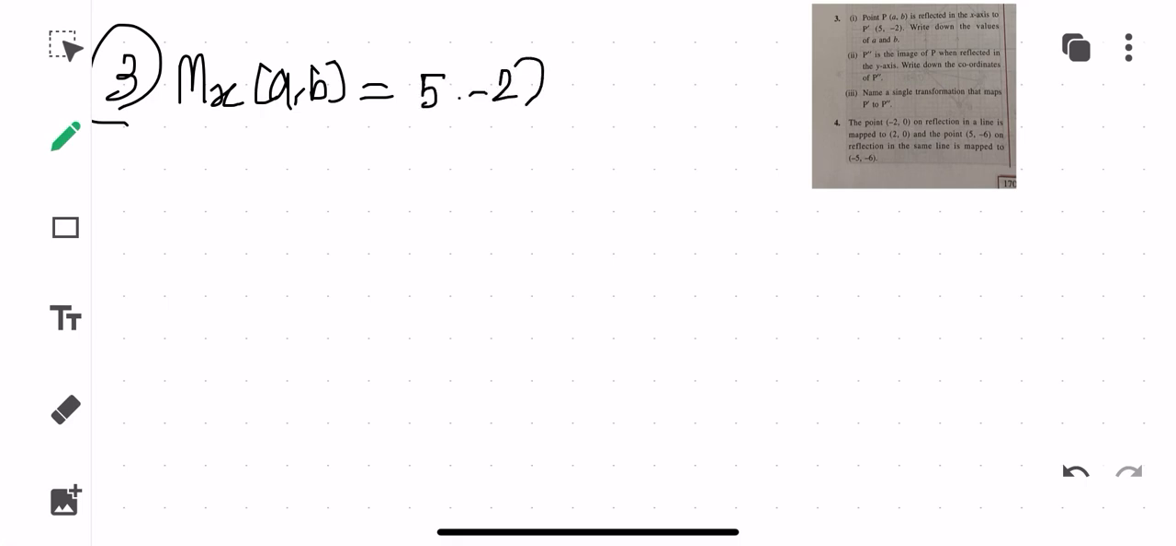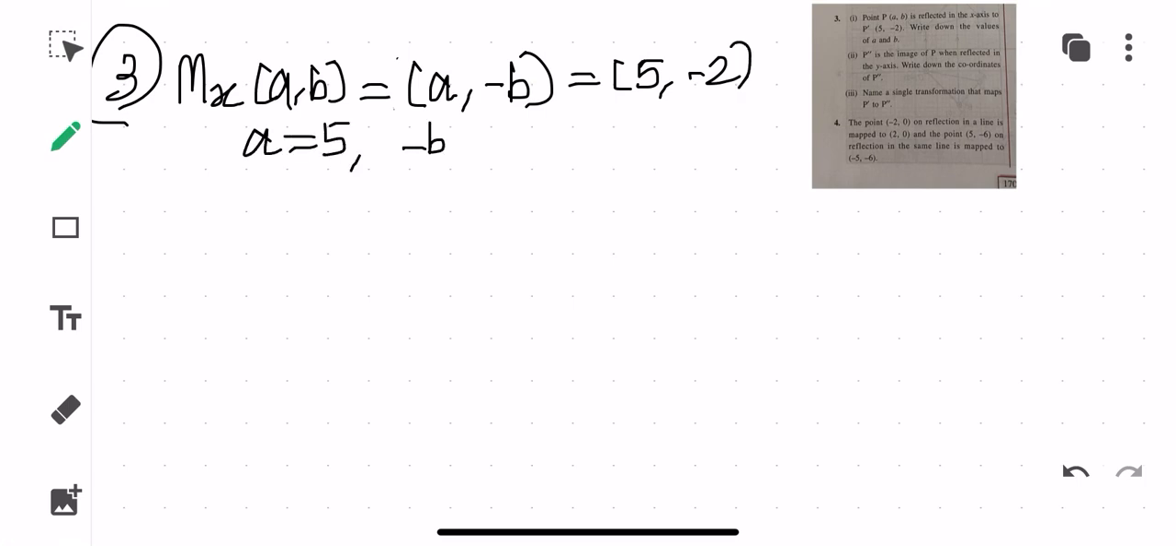So you already know, children, that if it is reflected along the x-axis, then what happens? The x coordinate remains the same, the y coordinate changes, that is (a, -b). Now this has been given as (5, -2). So from here you can write that a is equal to 5 and -b is equal to -2. So what will be the value of b? This implies b is going to be 2. So a is equal to 5 and b is equal to 2. So this is what you are getting.